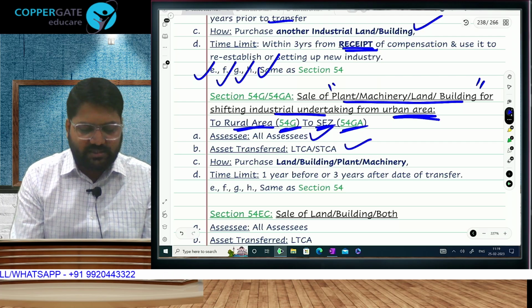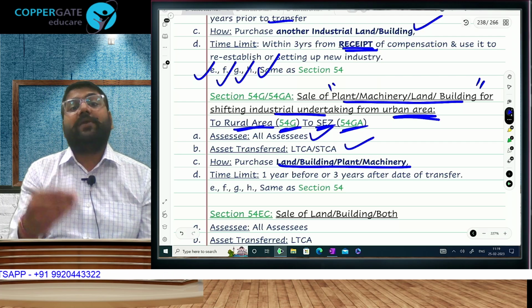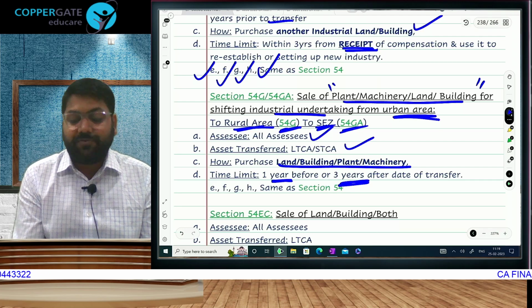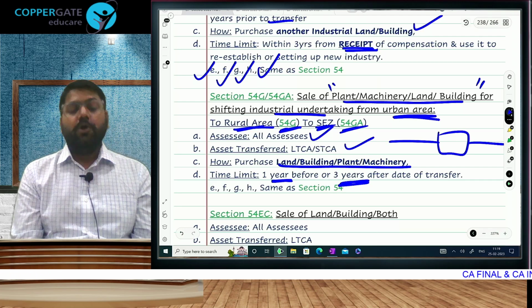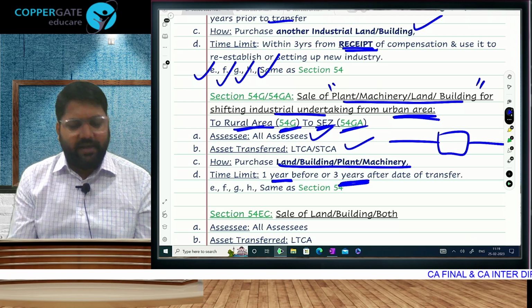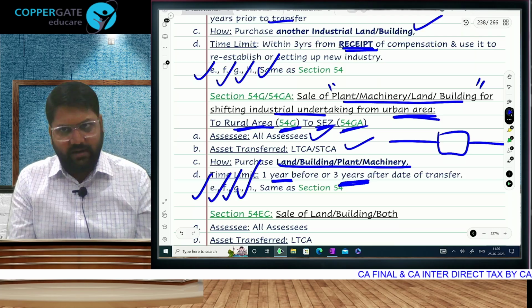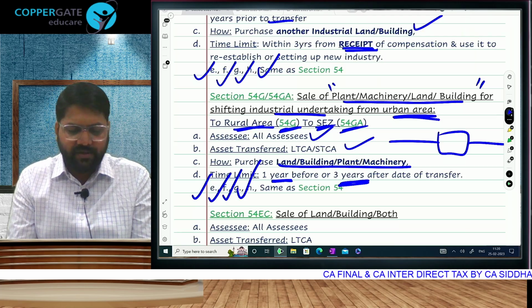This is also for all assessees, whether long term or short term. In the new place, rural or SEZ, acquire land, building, plant or machinery. Purchase 1 year before or 3 years after. Here we get a total of 4 years time limit, and the rest of it, quantum of exemption, lock-in period, contravention of lock-in period, and capital gain deposit account scheme, is once again the same.